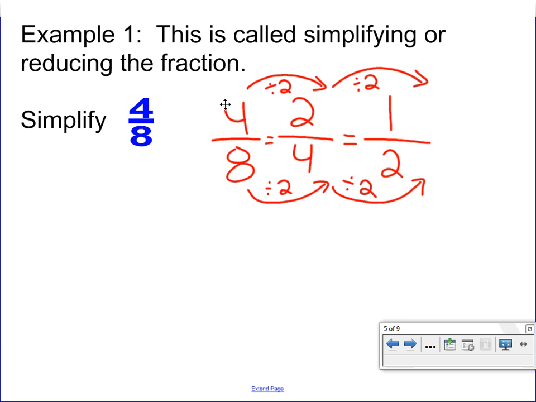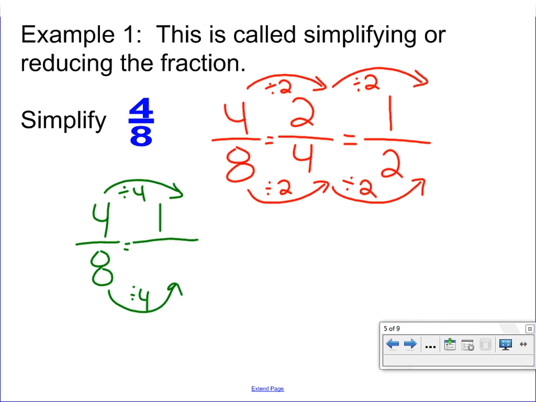Okay. Now, some of you might say, well, I don't want to do 2 steps. I was looking at this and I noticed that I could divide by something other than 2. For example, 4 can be divided by 4, and 8 can be divided by 4. 4 divided by 4 is 1. 8 divided by 4 is 2.